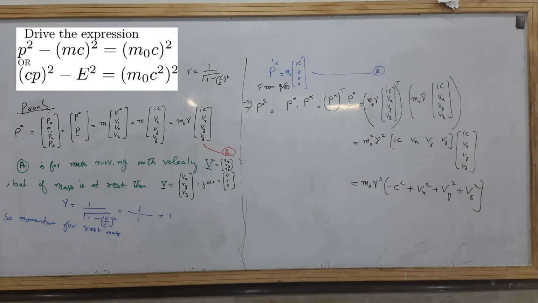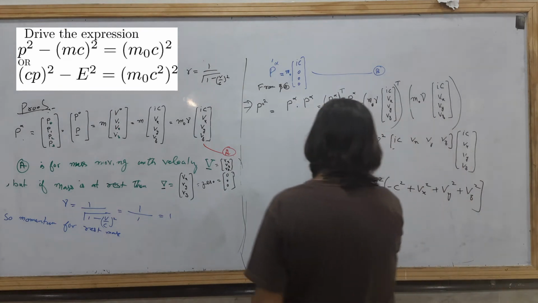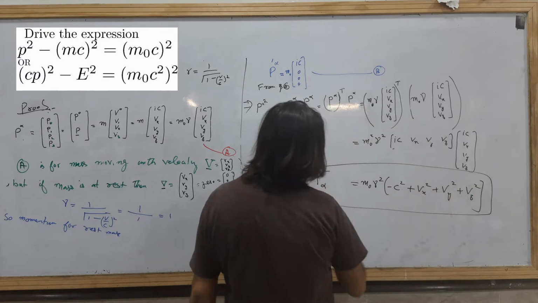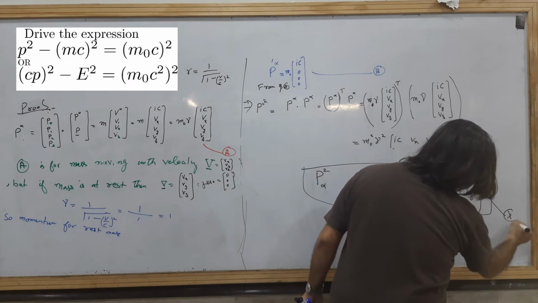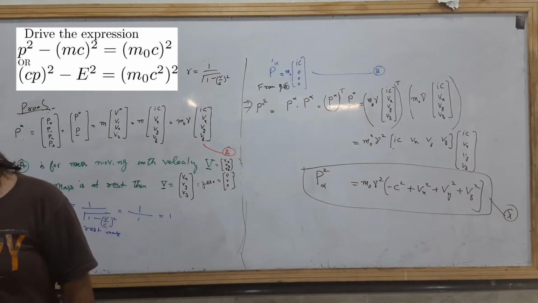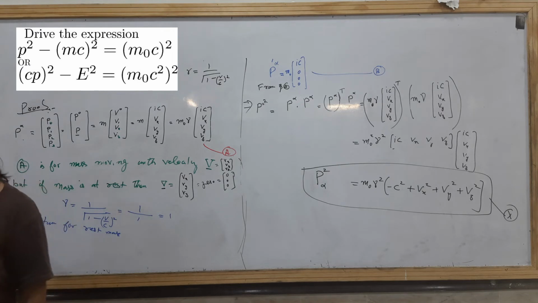So this is alpha square. If I say this is equation x, I have chosen. Yes, ask.